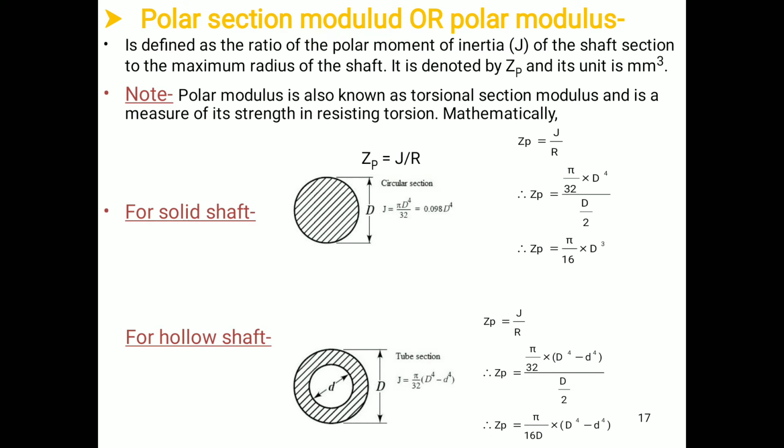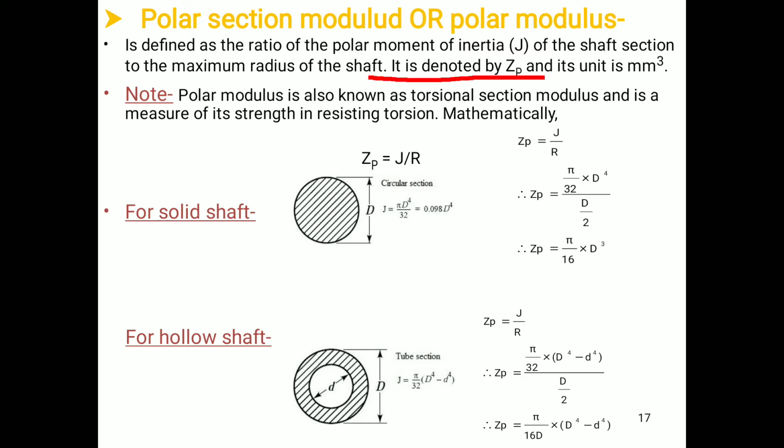So what does it mean? It is defined as the ratio of polar moment of inertia, that is J, of the shaft section to the maximum radius of the shaft. So remember that polar section modulus is the ratio of polar moment of inertia of the shaft section to the maximum radius. Remember that we have to consider the maximum radius, that is at the extreme fiber. So it is capital R. It is denoted by the letter ZP.